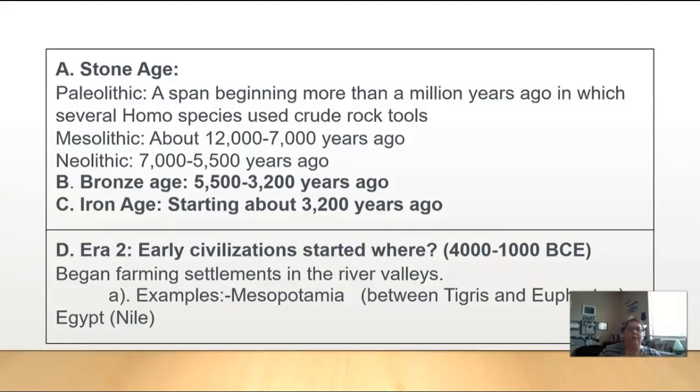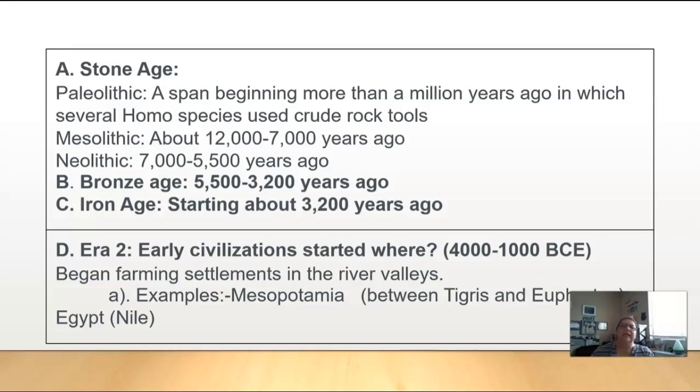So what Homo species lived there, what are the different developments of man, the tools that they used. Then the Bronze Age comes right after, and then the Iron Age really were named because of the tools that were being used during that time.